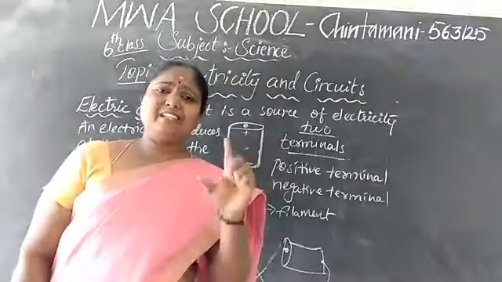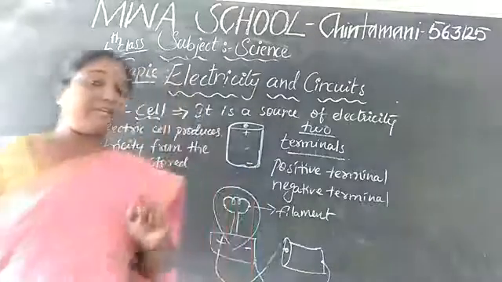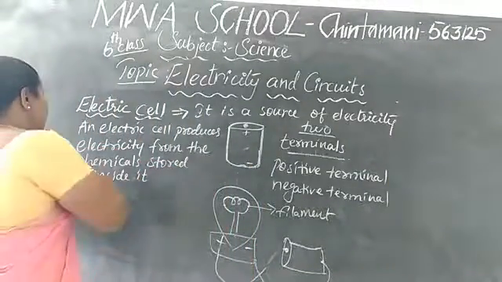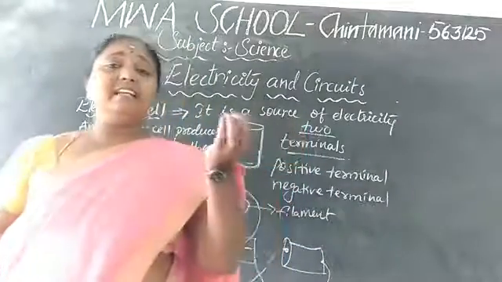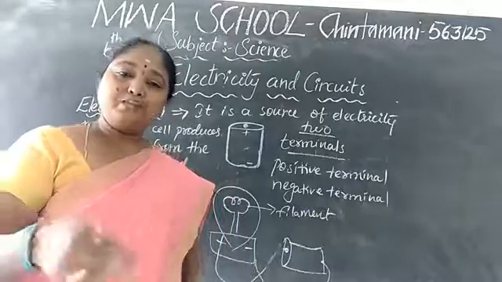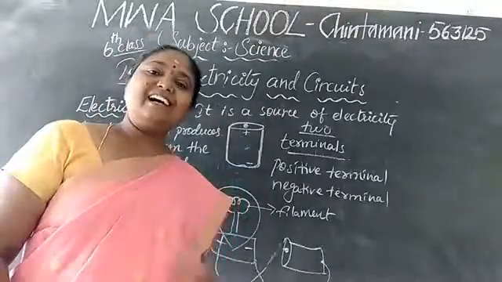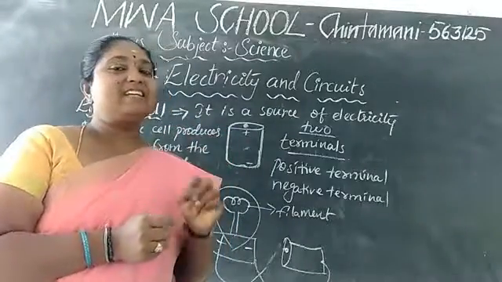Do one thing, children. If any cell is finished with you, that is very good. If the chemicals are finished, that means the capacity of that chemical is finished, so once again we are going to replace it with another cell. After that, you can observe the parts of that cell.